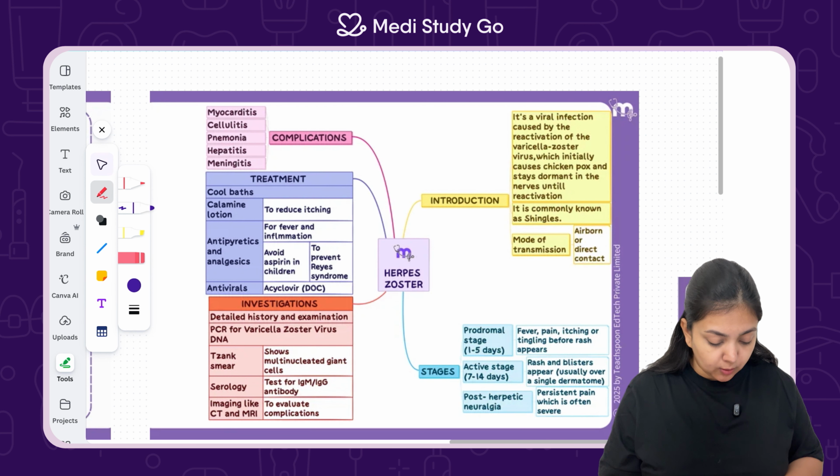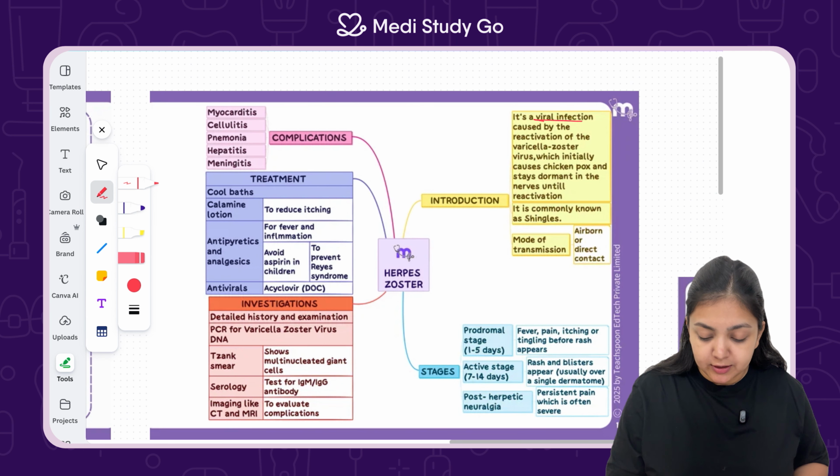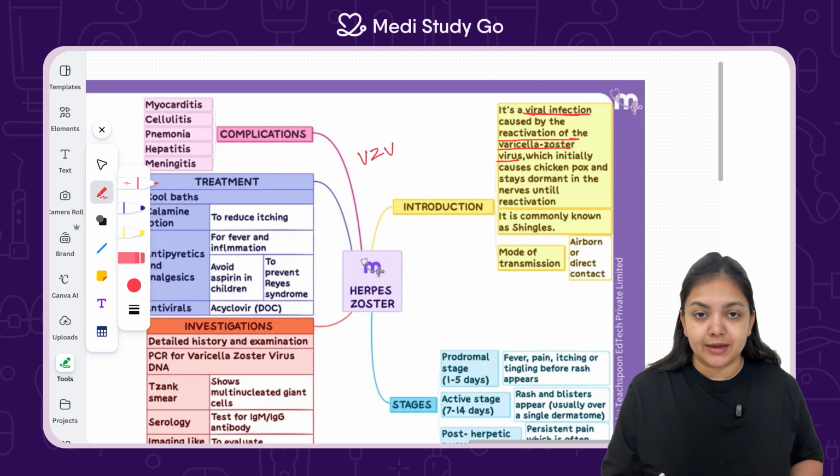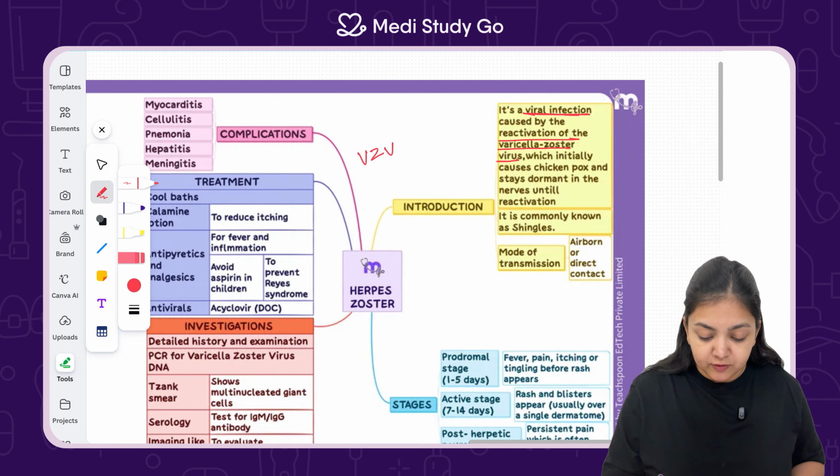So to introduce the topic, herpes zoster infection is a viral infection which is caused by the reactivation of the Varicella Zoster virus. So Varicella Zoster virus is the causative organism over here, and its reactivation is leading to the herpes zoster infection, which initially causes chickenpox and stays dormant in the nerves until reactivation.